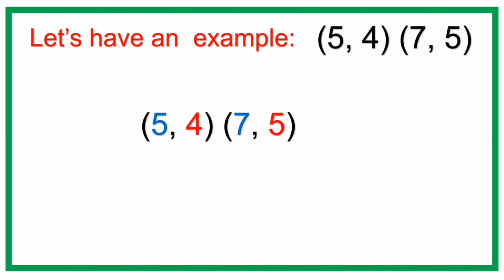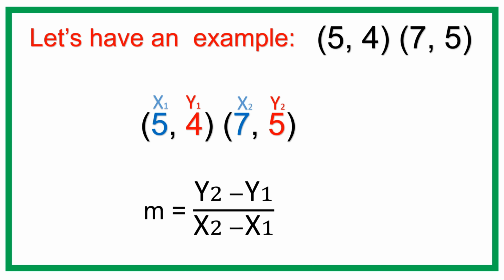So here are the coordinates (5, 4) and (7, 5). I color-coded them. We have the x1 and the y1, x2 and y2. And here is our formula. M equals y2 minus y1 over x2 minus x1. So what is our y2? Look at the coordinates on top. Our y2 is 5.